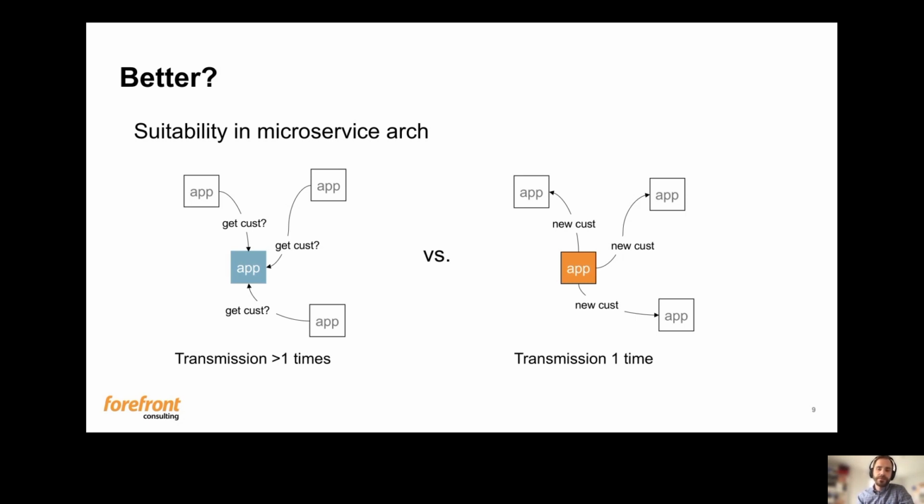Whereas in an event-based solution, this orange one, we only need to transmit this customer one time, and that is when the customer is getting updated. And then the other applications can consume that event and store their own view of that customer, so to speak. They don't have to go and ask each time. So these are some of the arguments why I think events are a perfect fit in most modern architectures.